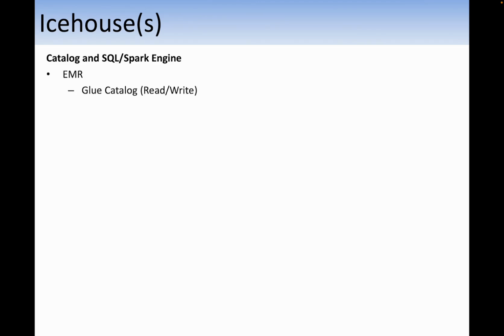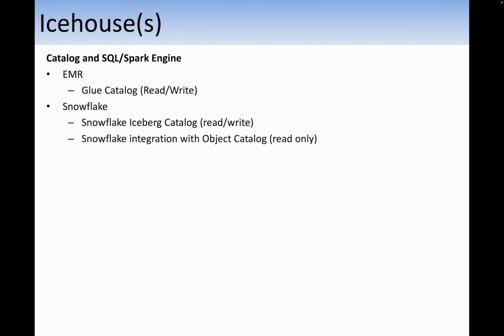So what are the Icehouses we have to think of? EMR with the Glue catalog, read write. Snowflake, if you want to use the Snowflake Iceberg catalog, which does read write, but if you integrate with an object catalog, then it's read only. But let's say you want Snowflake to integrate with the Glue catalog. For example, Glue is managing it, but Snowflake can read. You can do that. I will show that in a future demo.